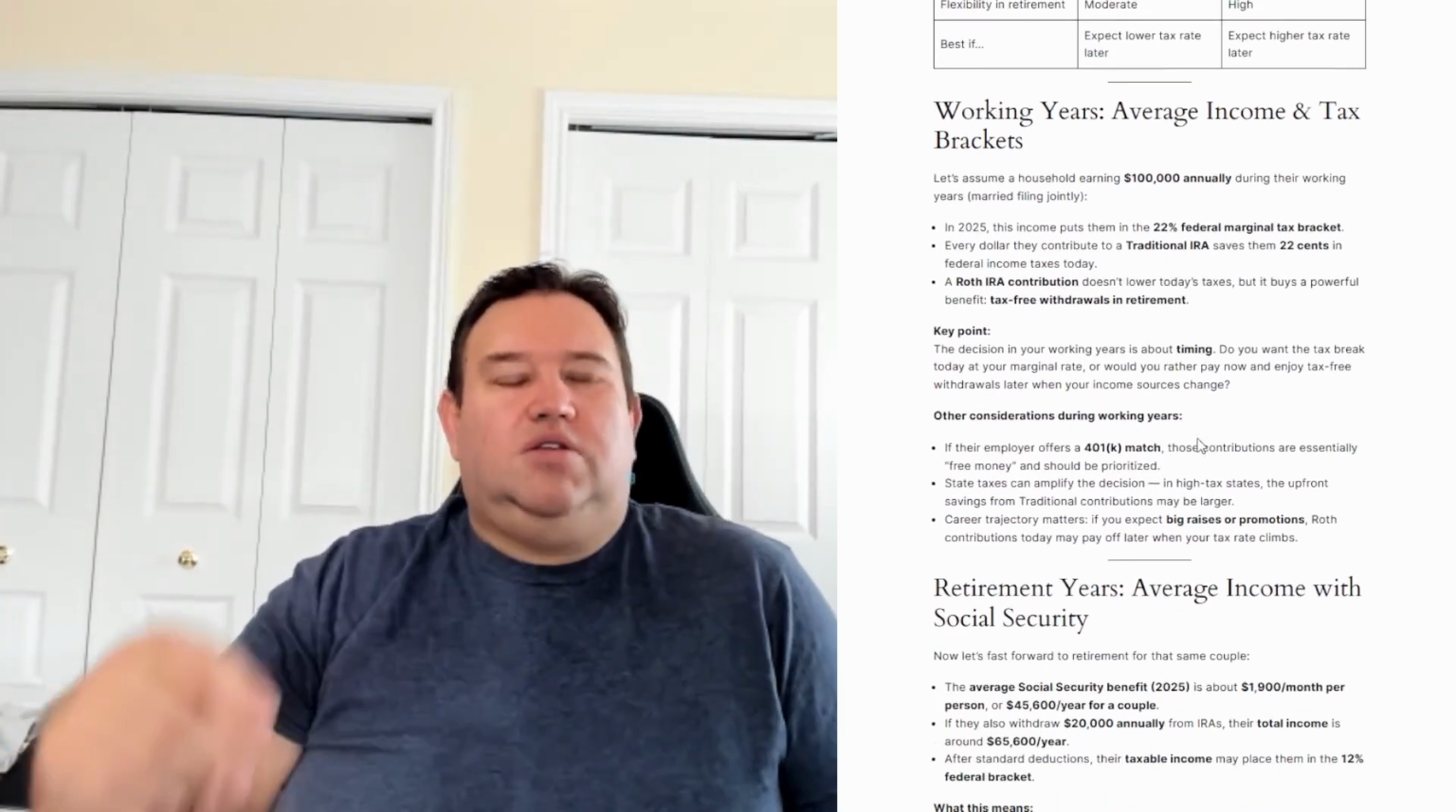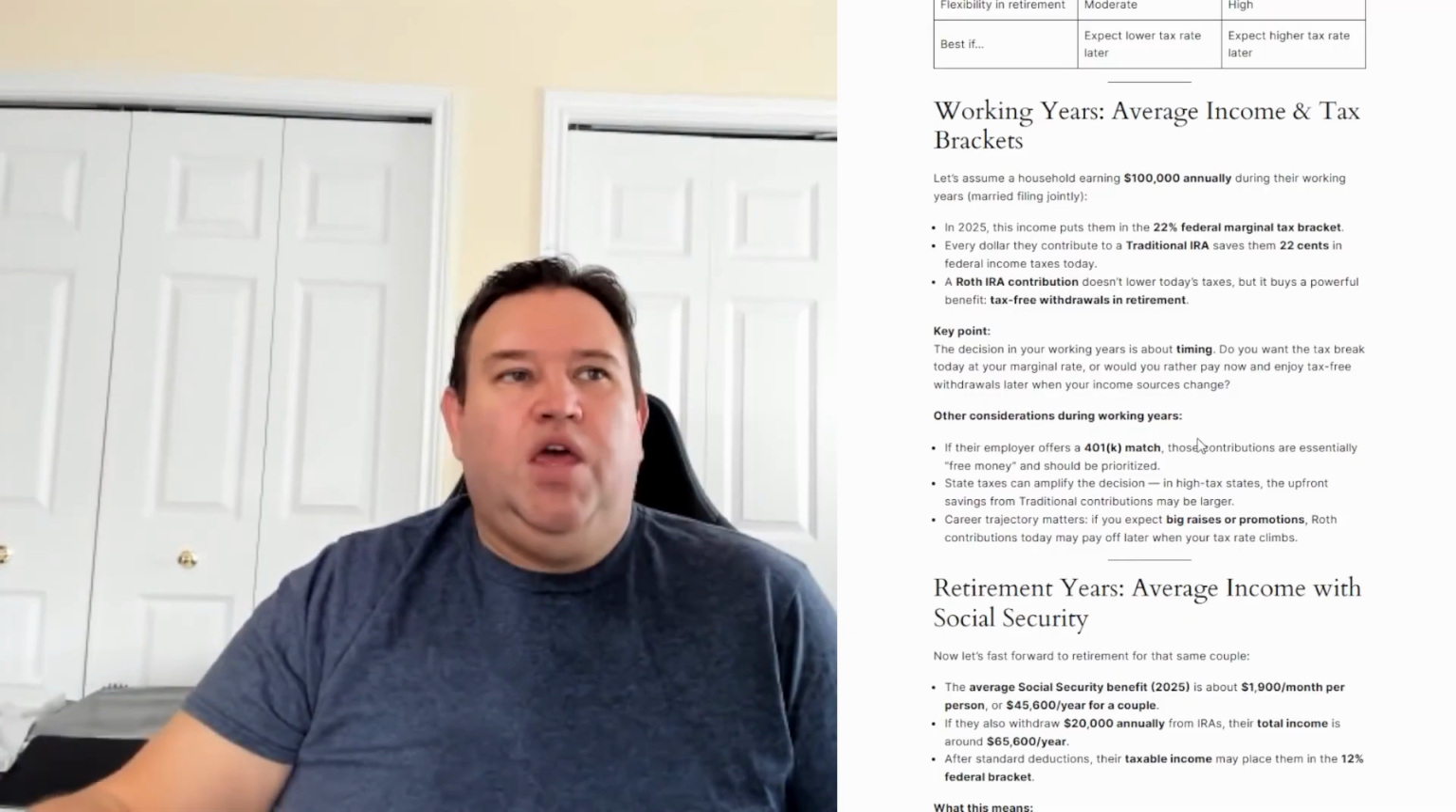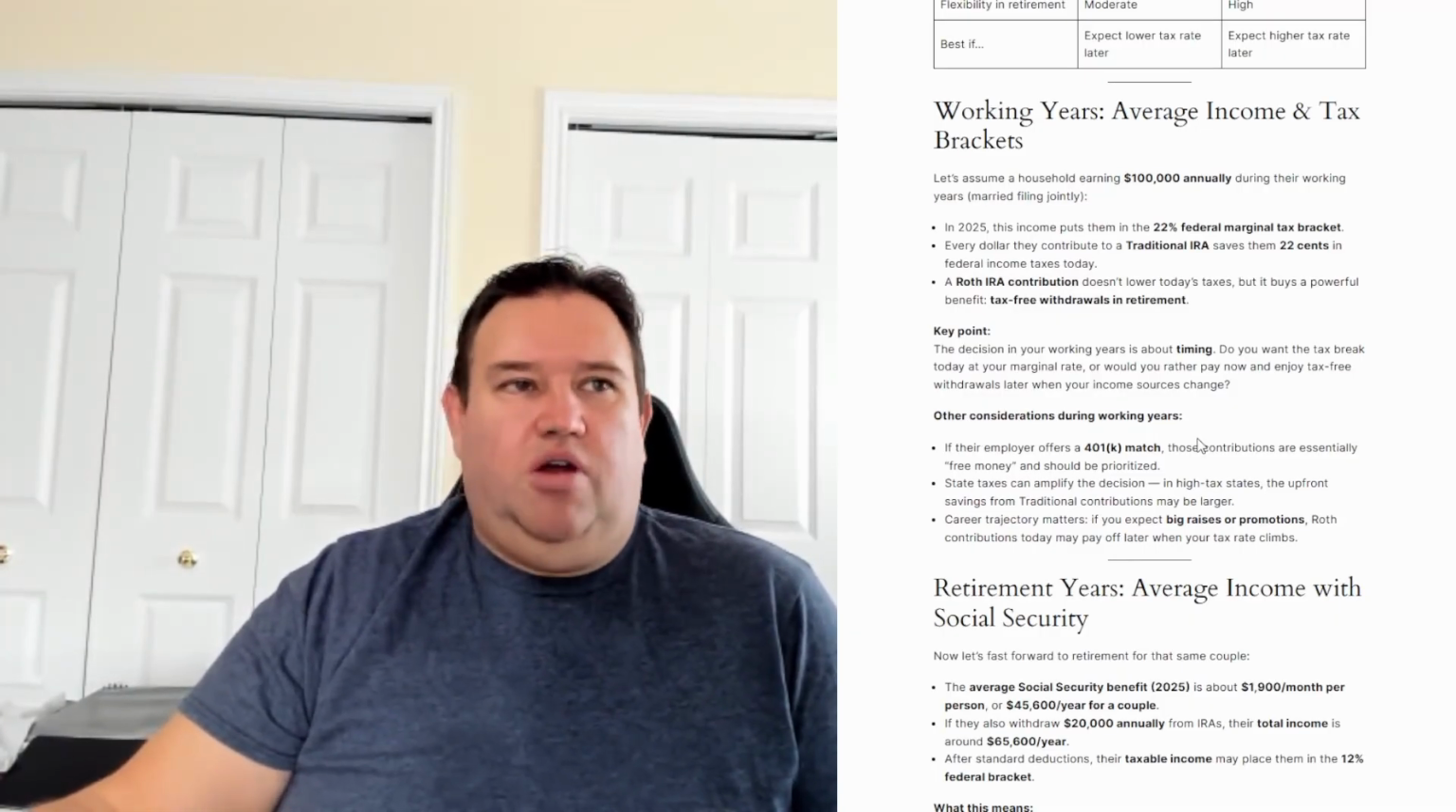Working year average income. Let's assume a household is earning $100,000 annually. During their working years, they're filing MFJ, married filing jointly.